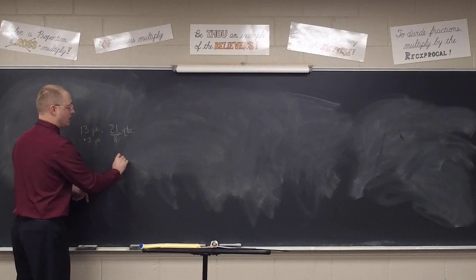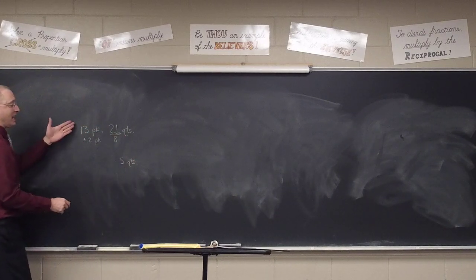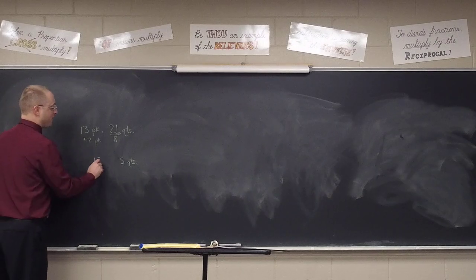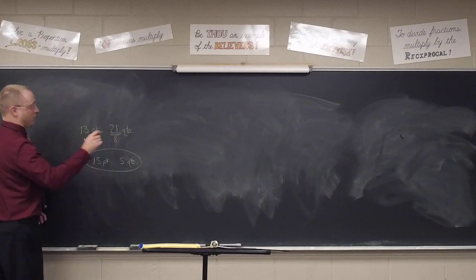Because 8 times 2 is 16. If we subtract away that 16, it should leave us with 5 leftover quarts. And now we're up to how many pecks, class? 15 pecks. This is the answer that the textbook has.